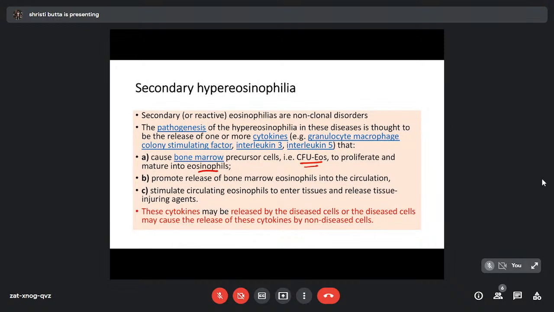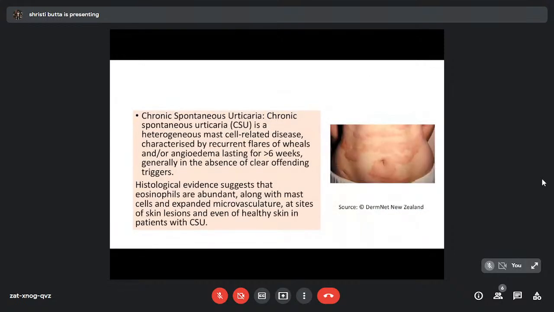So these cytokines may be released by the diseased cells, or the diseased cells may cause the release of these cytokines by the non-diseased, surrounding cells. Now, eosinophilic non-neoplastic conditions like atopic dermatitis, which is an inflammatory disorder. Here you have these skin conditions. It's atopy. It is characterized by epithelial dysfunction and parakeratosis. IgE is usually elevated in atopic dermatitis, like all other allergic conditions.